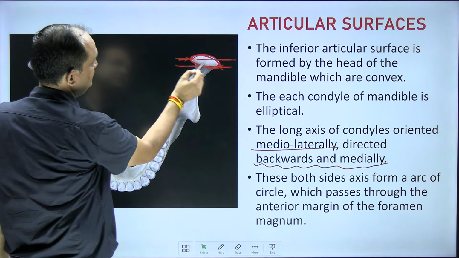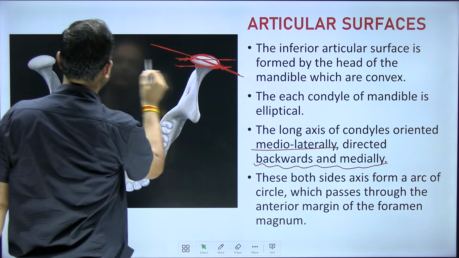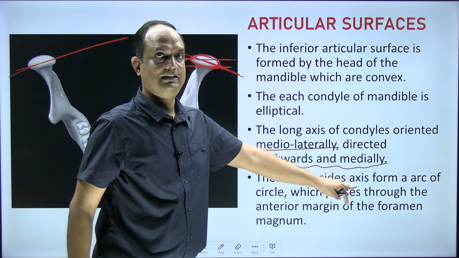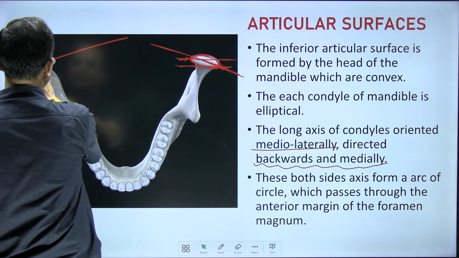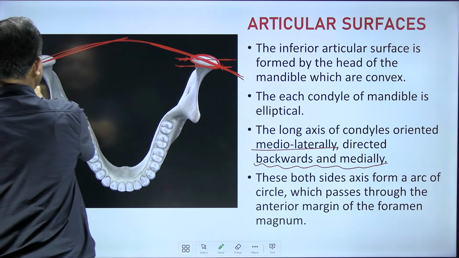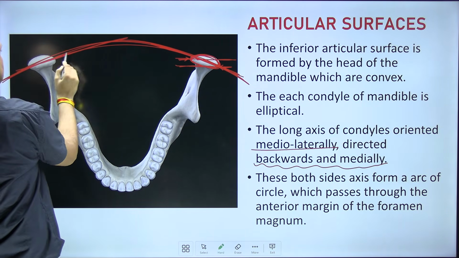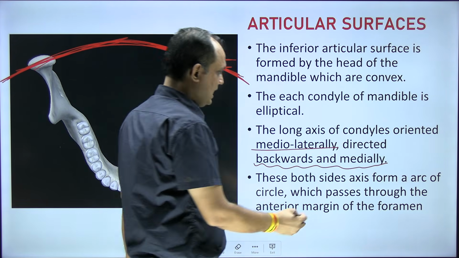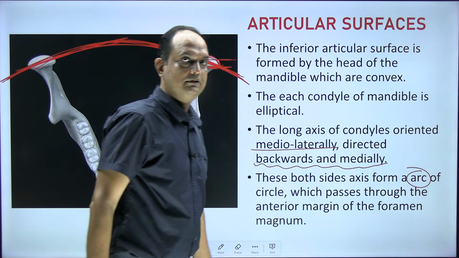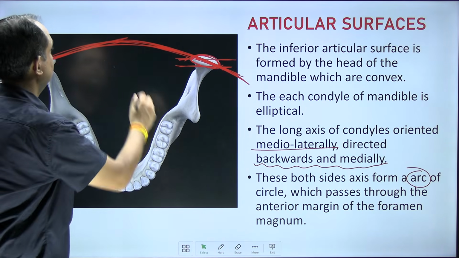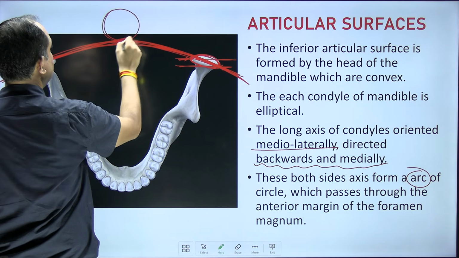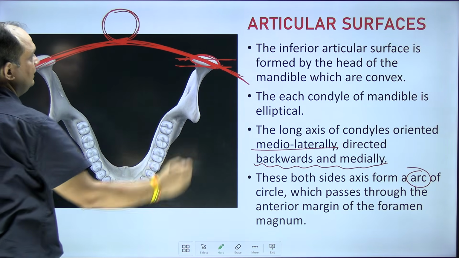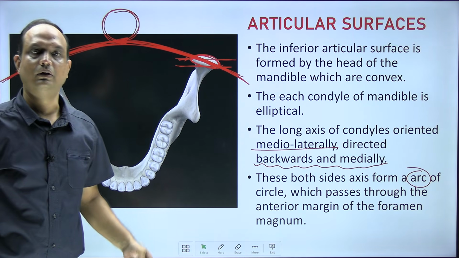Clear? Mediolaterally means that they are directed like this. They are obliquely placed. So if you draw the axes of both sides and join them, you will find an arch. An arch will form when you draw the axes of both the condyles in such a manner. So they are following the arc of a circle, and this arc is passing through the anterior margin of foramen magnum. That means here should be the foramen magnum, and this axis and this axis are making an arc which is passing through the anterior margin of foramen magnum.